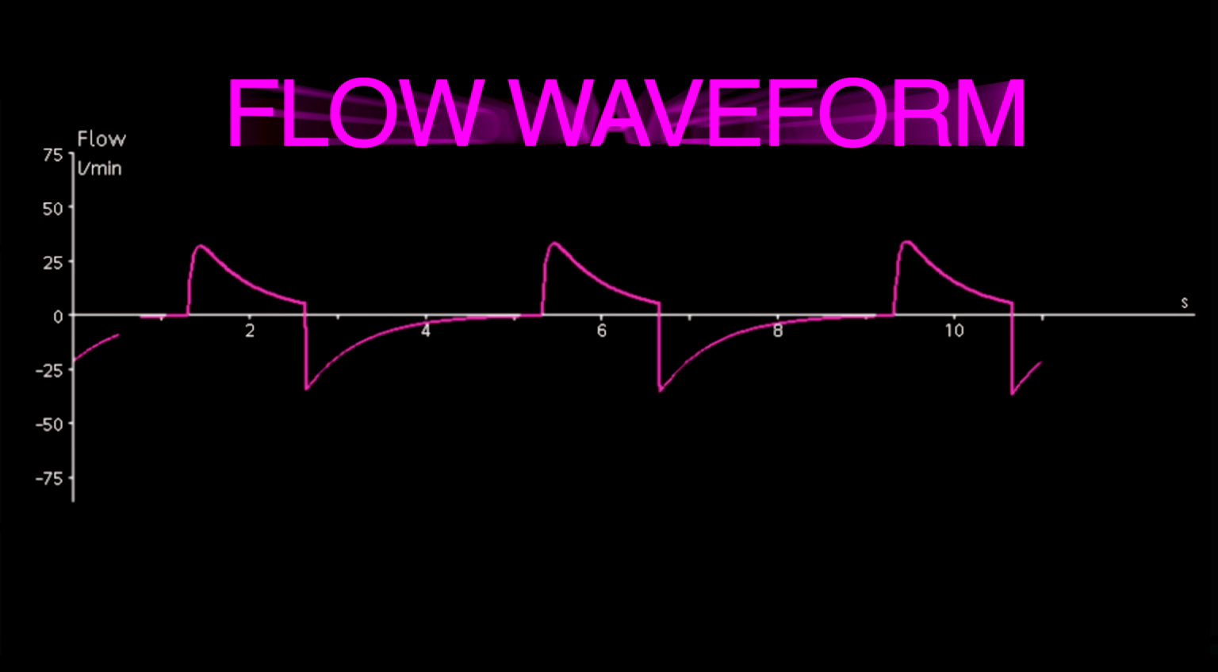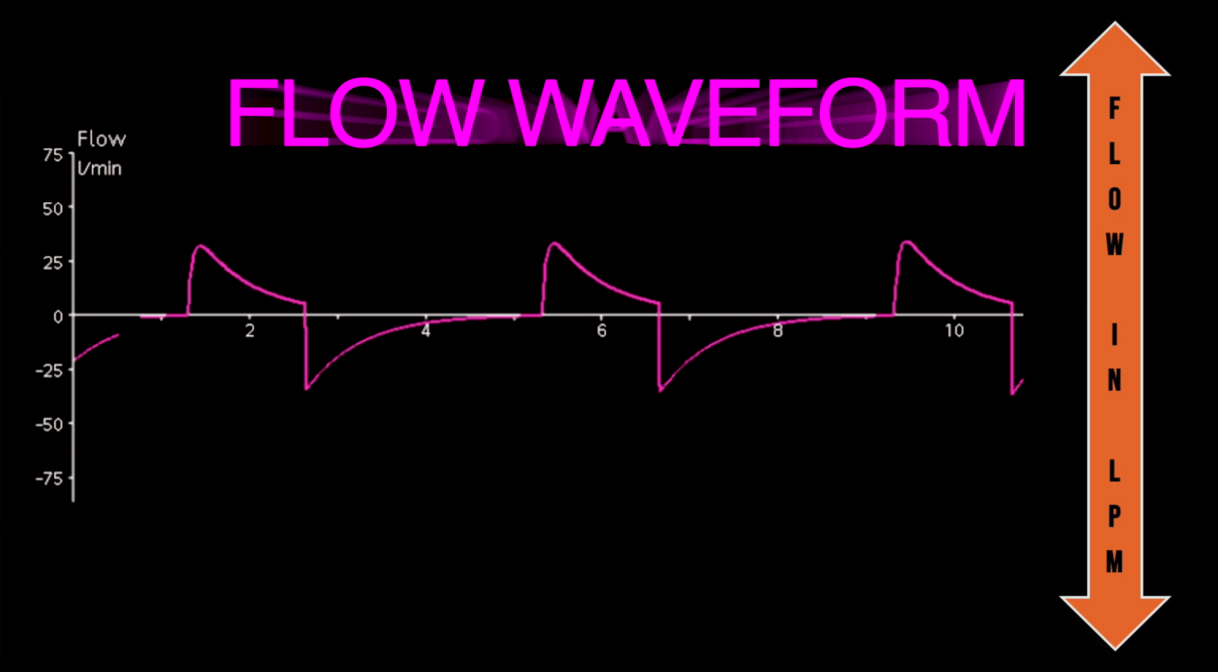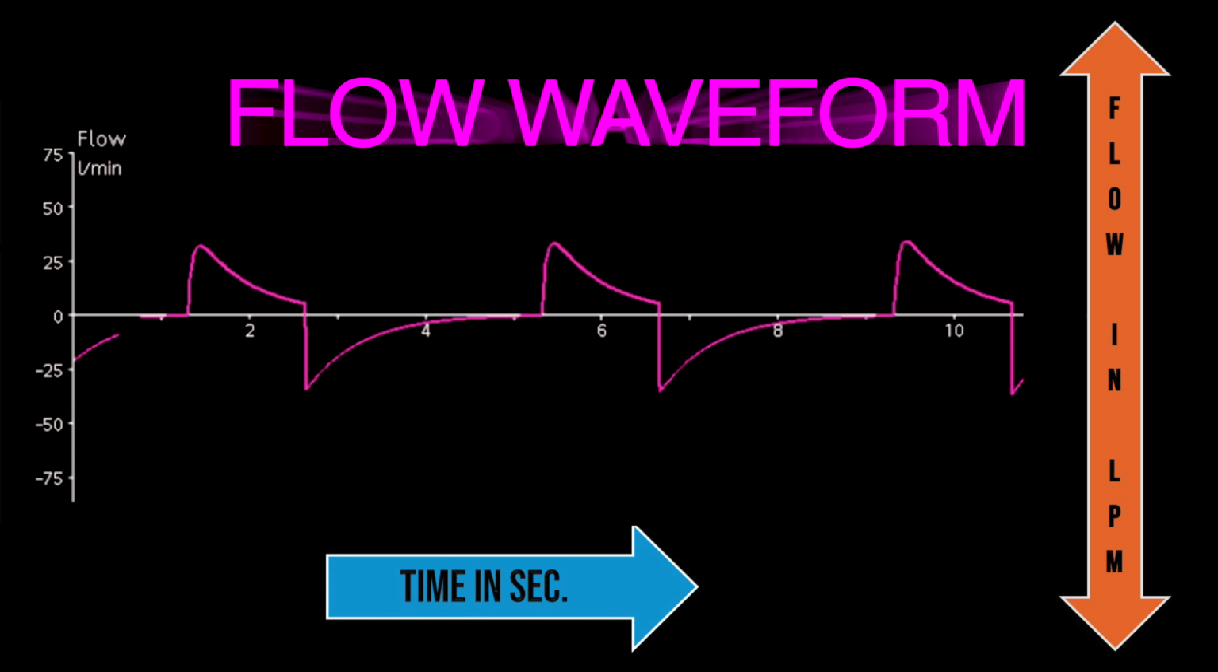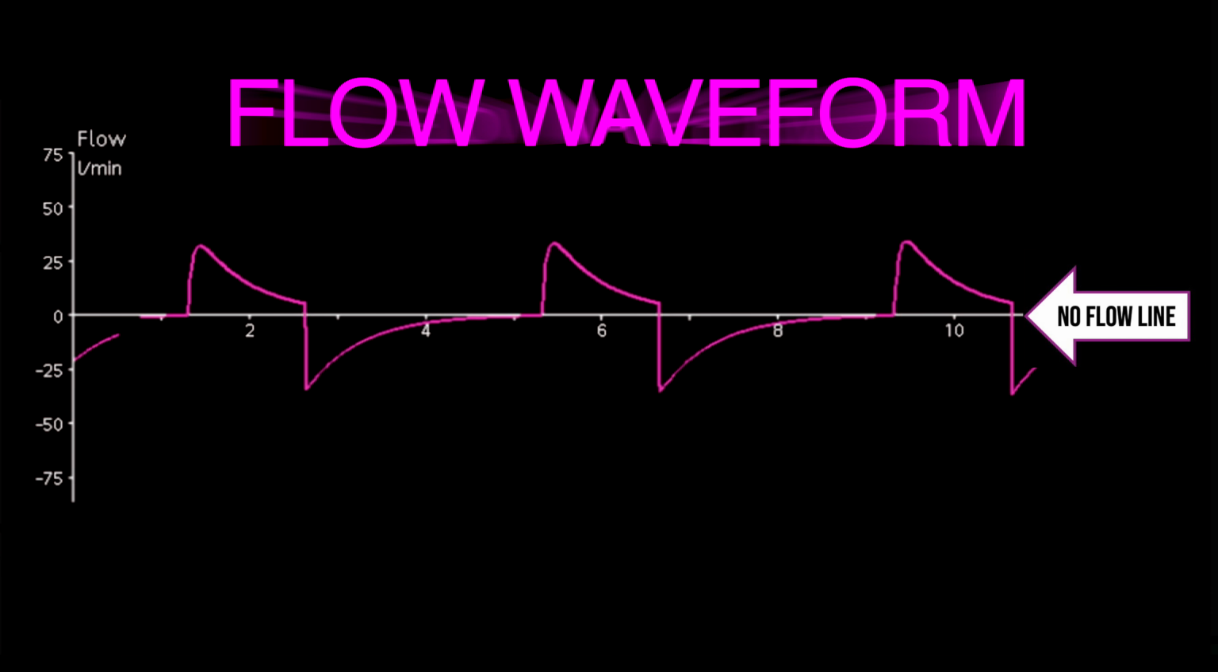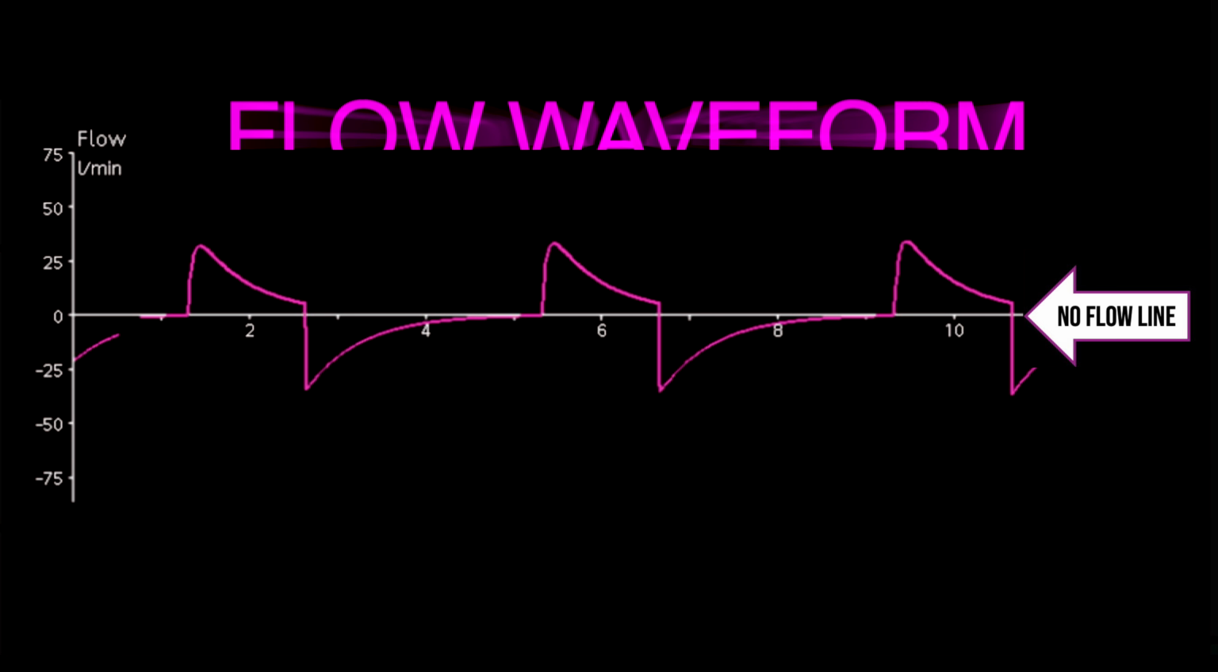The vertical axis indicates flow measured in liters per minute, and the horizontal axis depicts time in seconds. The middle line in the graph labeled 0 separates inspiration from exhalation and is the no flow line. At the end of exhalation, the flow waveform should return to the no flow zone until the patient or ventilator triggers the next breath. More on this topic in a future lesson.